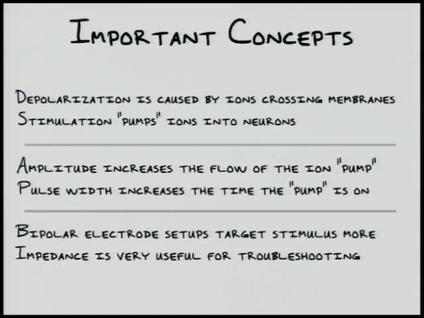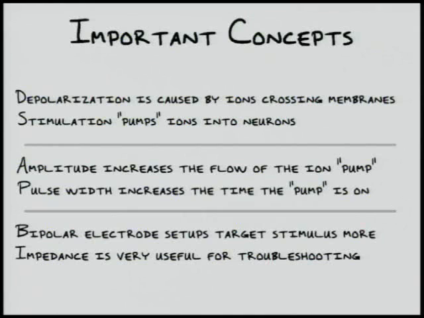Second, amplitude increases the flow of ions out of the pump or neurostimulator. Like a garden hose, these ions can be pumped farther to excite more distant neurons if the amplitude or flow of the pump is higher. Increasing pulse width increases the time that the neurostimulator is on or pumping ions. Increasing pulse width will help to stimulate thinner neurons within a given area, as larger neurons are the most easily excited.